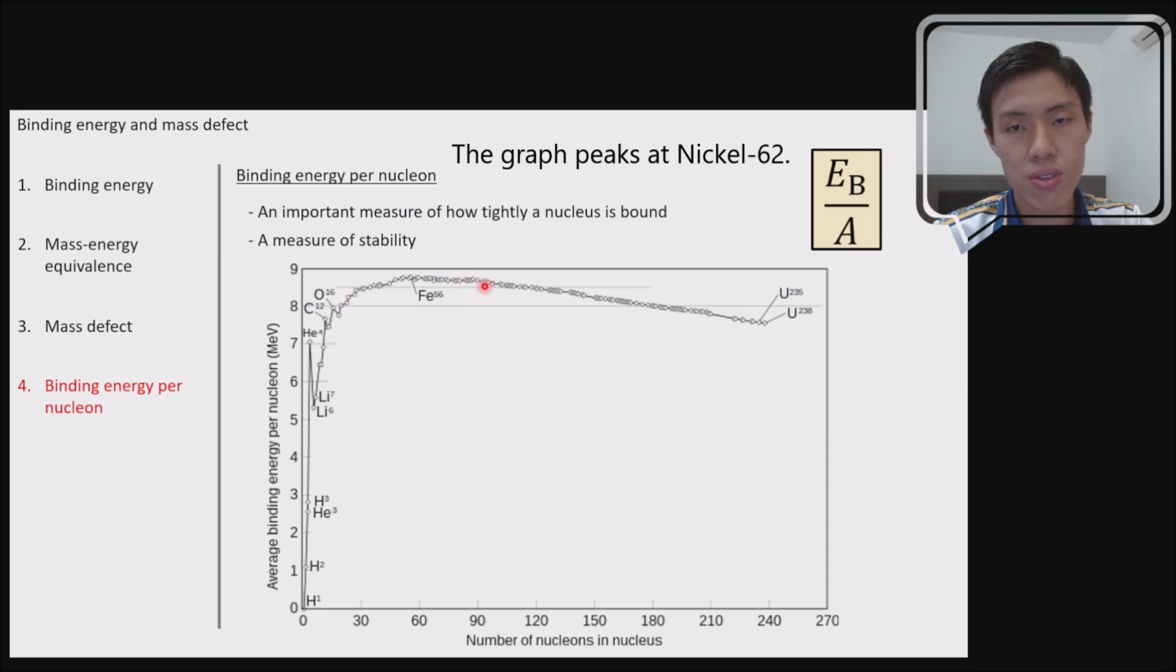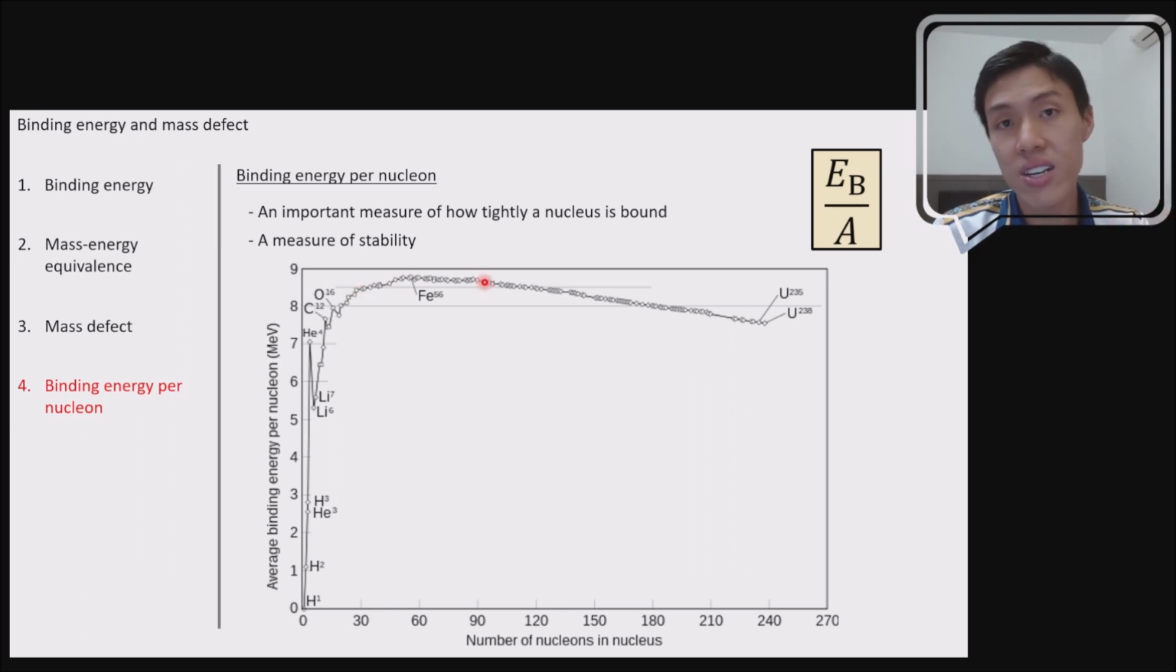It plateaus around this region from 30 to 90. That means the nuclei from 30 to 90 have about the same average binding energy per nucleon. But from 90 onwards, the average binding energy per nucleon tapers off. It slowly decreases, not as sharply as the increase before, as you approach uranium.